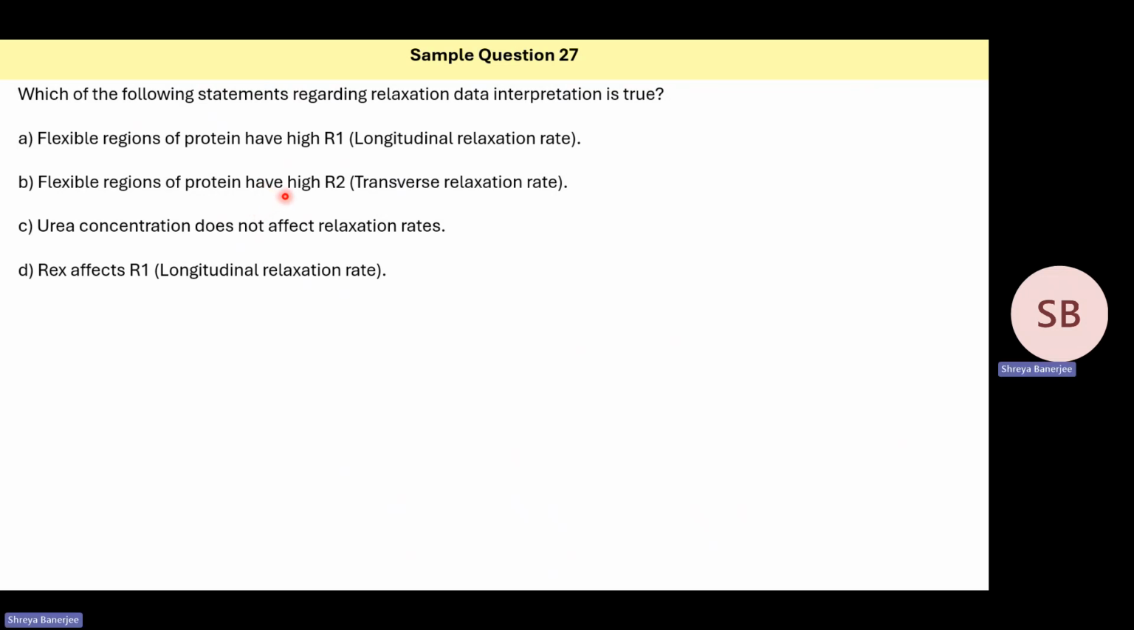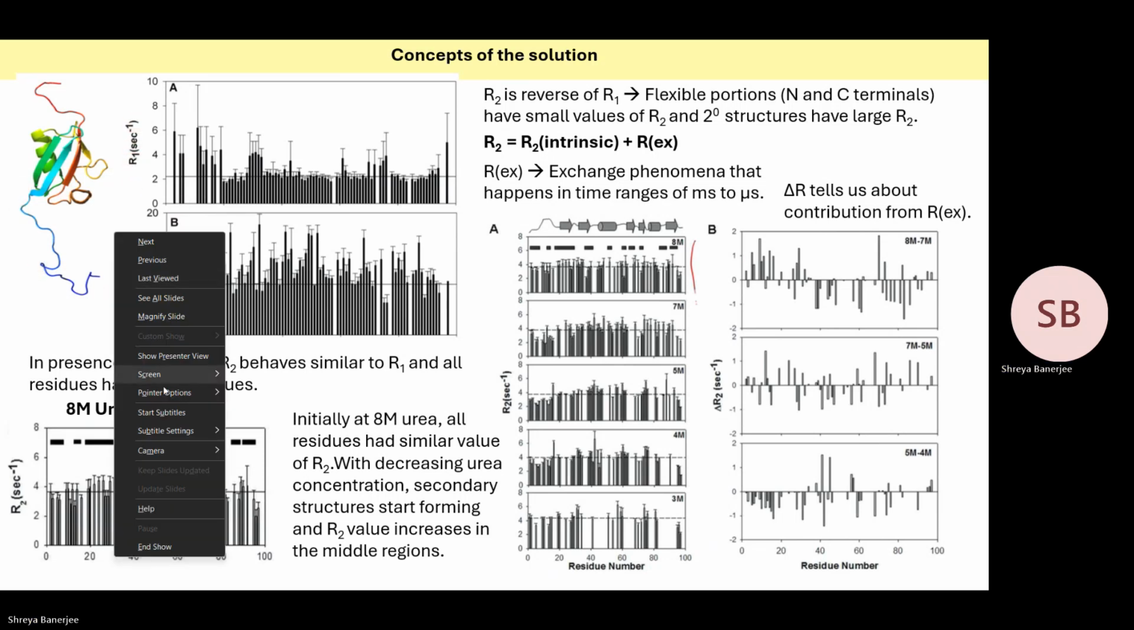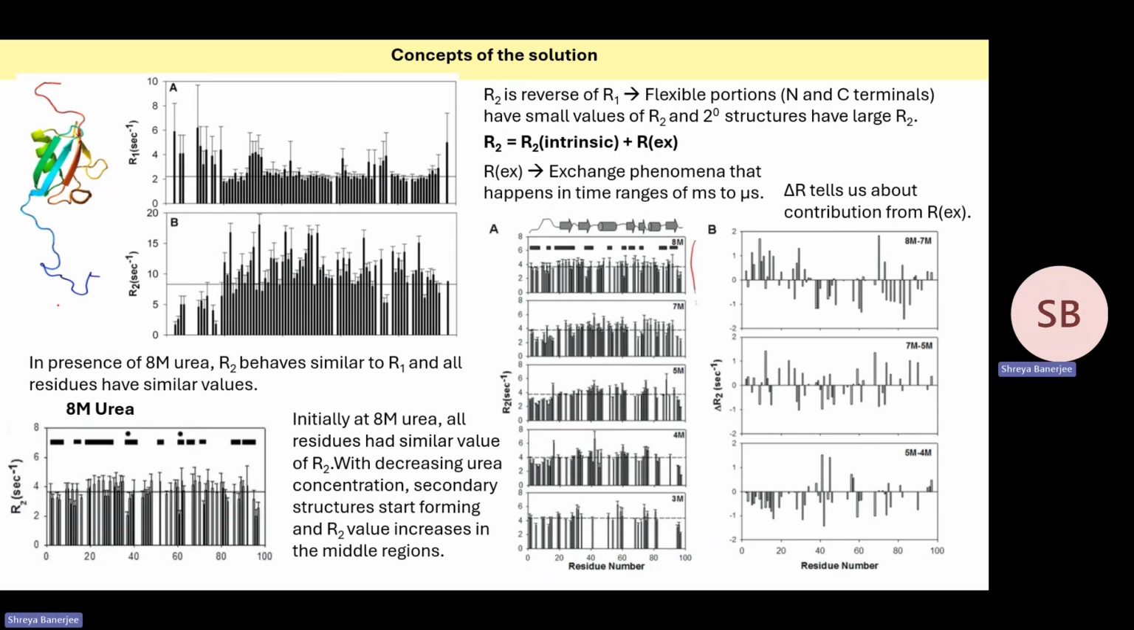Next question is asking which of the following statements regarding relaxation data interpretation is true. So we know that if a protein has both a rigid section and a flexible section, then the longitudinal relaxation rate, or R1, is high in the flexible region. So this is the flexible N terminal, flexible C terminal. R1, the longitudinal relaxation rate, is high in the flexible region, that is N and C terminal, and it is low in the rigid region.